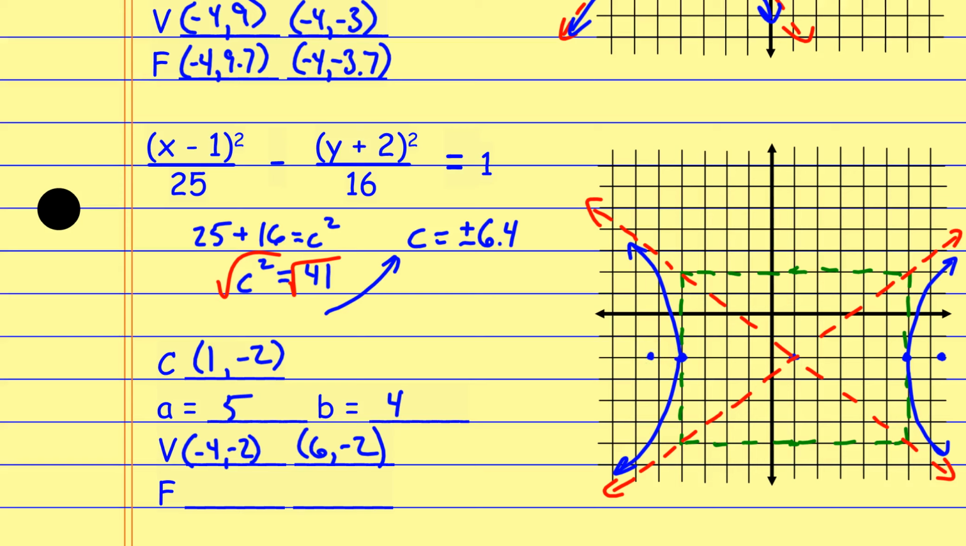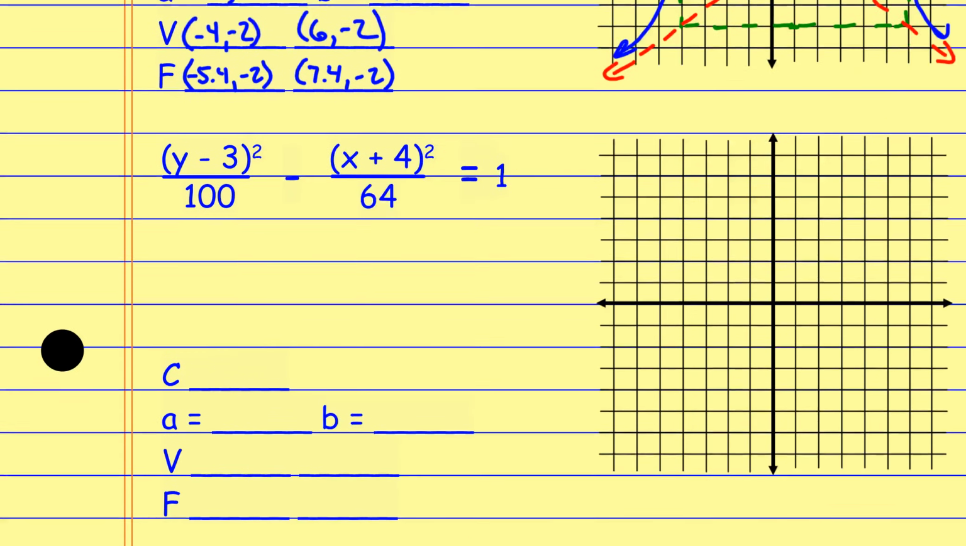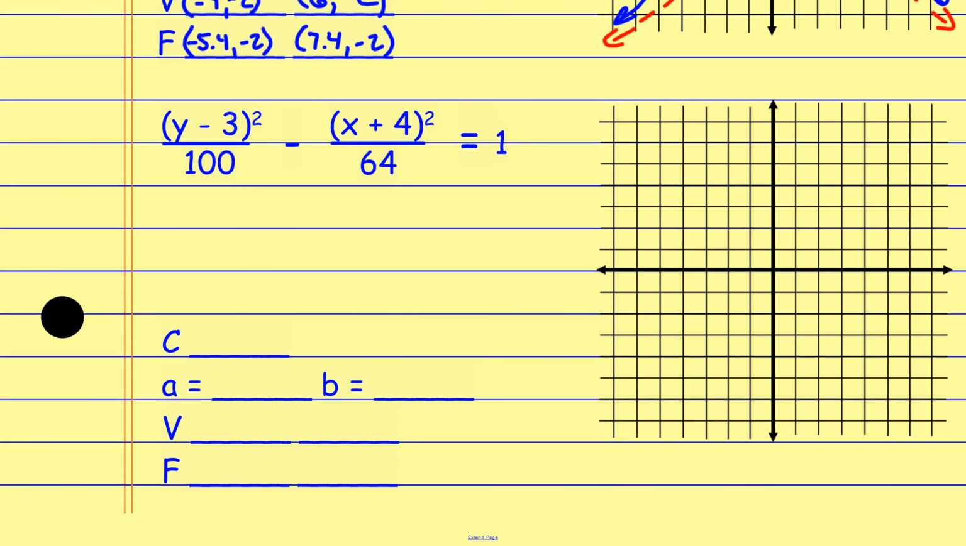And then I just have to write down those ordered pairs. So this one looks like -5.4 comma -2. And this one's 7.4 comma -2. And that's it. Okay. We look at one more here.